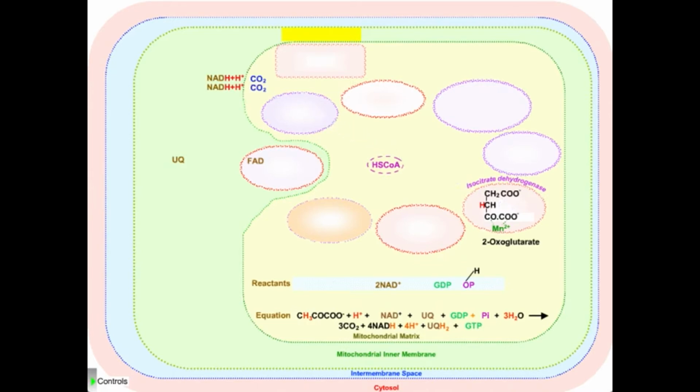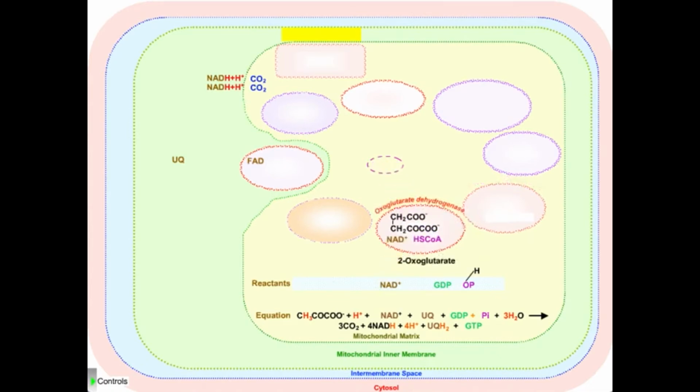Step 4 is another highly exergonic reaction with a delta G of negative 33.5 kilojoules per mole. This reaction involves the conversion of 2-oxoglutarate to Succinyl-CoA. The enzyme complex is oxoglutarate dehydrogenase complex, a multi-enzyme complex like pyruvate dehydrogenase complex. The 4-carbon molecule then binds with coenzyme A and forms Succinyl-CoA. In the oxidation, NAD+ is reduced to NADH and CO2 is released.